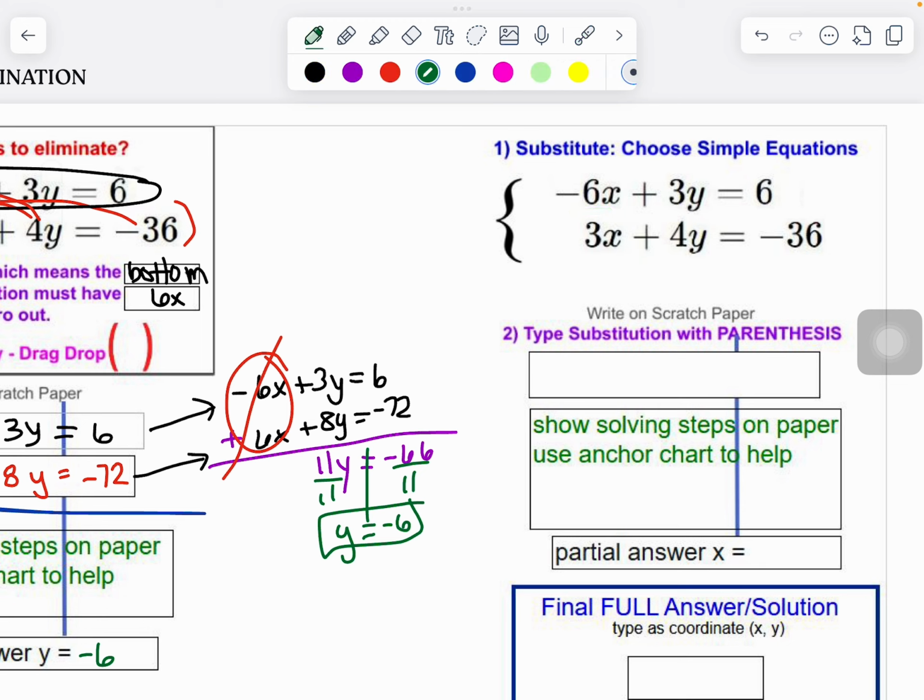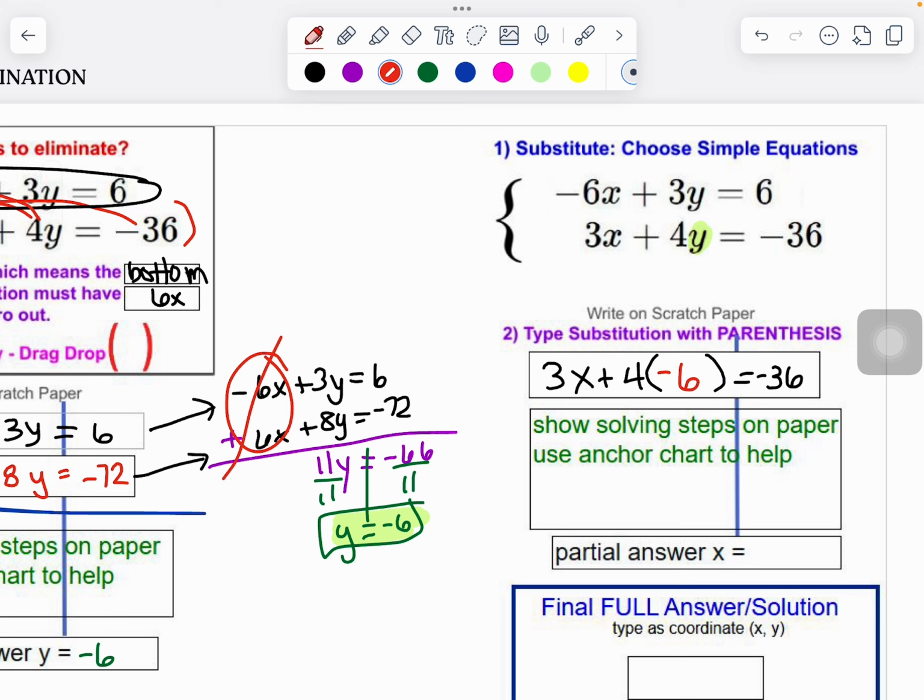Okay, so I'm going to keep the 3. Now, I know what y is, right? So I'm going to go ahead and highlight y, and y is negative 6. So we're going to leave everything the same except for the y. So I keep the 3x. I keep the plus 4. I keep the equals negative 36. The only thing that I'm taking out is the y, and I'm going to put in instead is negative 6.